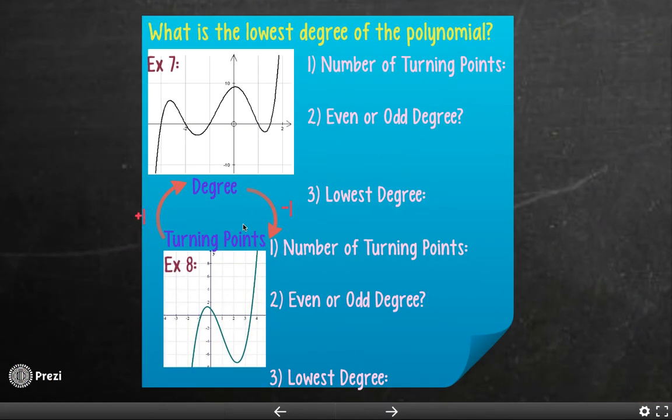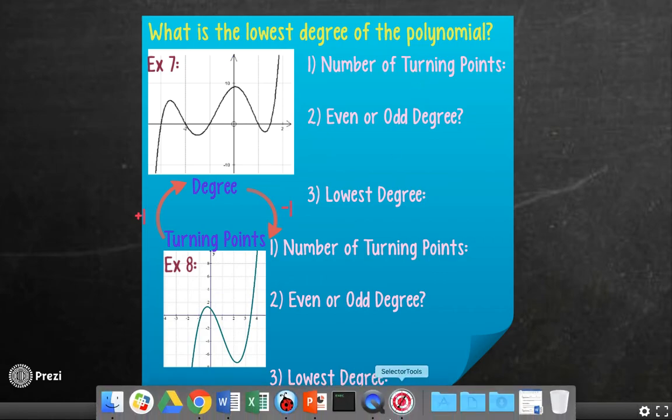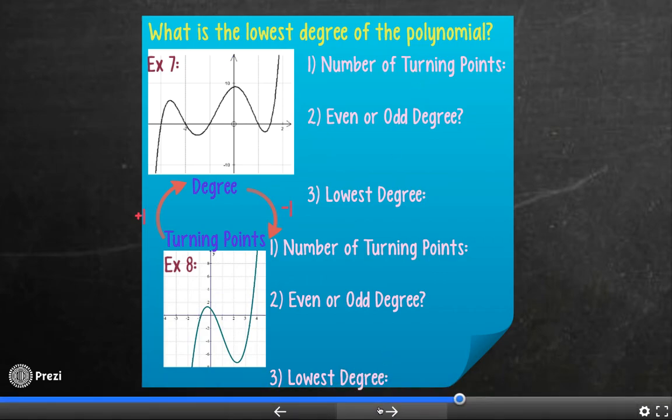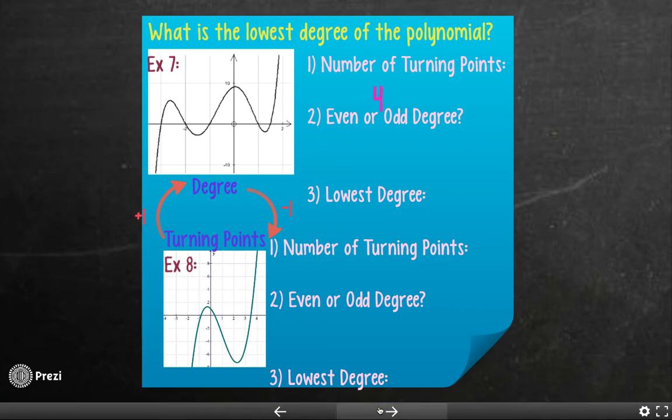So let's look here. I have this chart here to help us out. It says, what is the lowest degree of the polynomial? This is example 7 and 8. Go ahead and sketch the graph. It does not have to be a perfect graph, just do your best shot. First, we're going to talk about the number of turning points. Let's count them up. It's where the graph changes directions, which I see 1, 2, 3, and 4. There are 4 turning points.